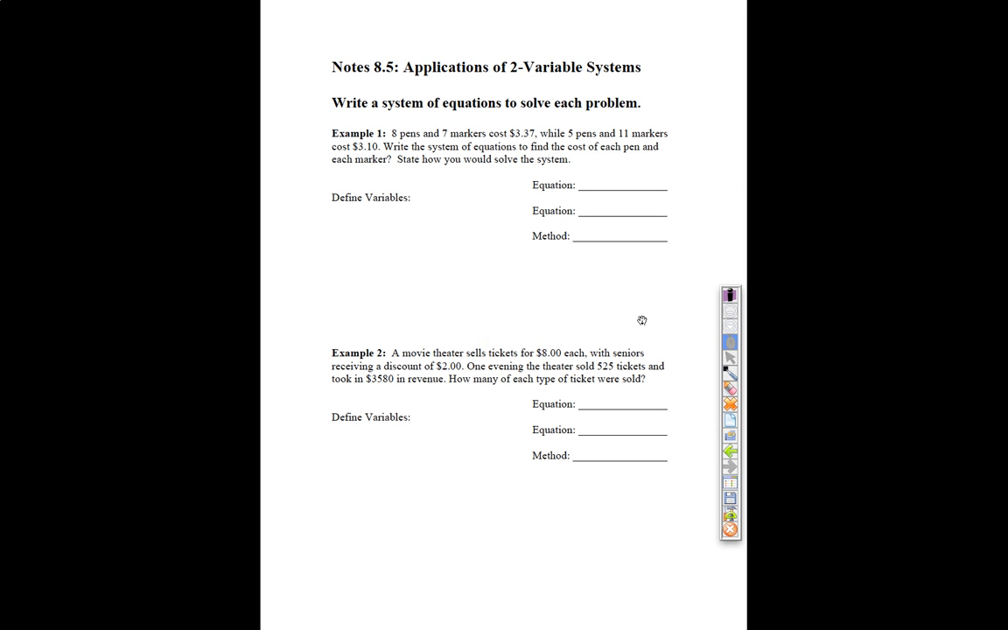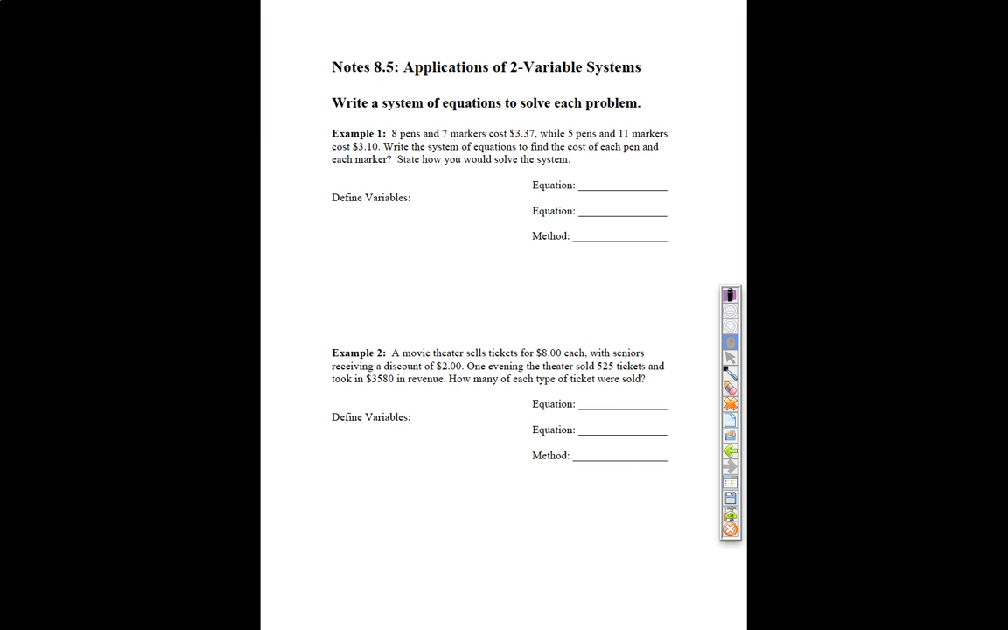Okay, we're going to start today applications of two variable systems. And with this, you've been solving two variable systems, so this is just taking these and setting up the equations. So this won't be a very long lesson, and you should have a lot of practice with this by now.